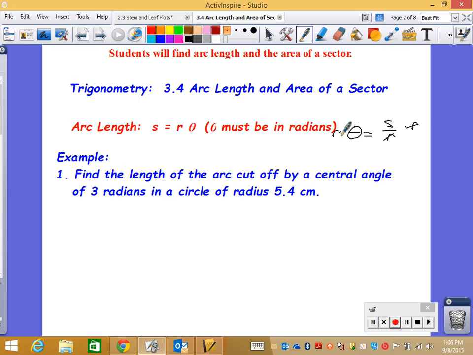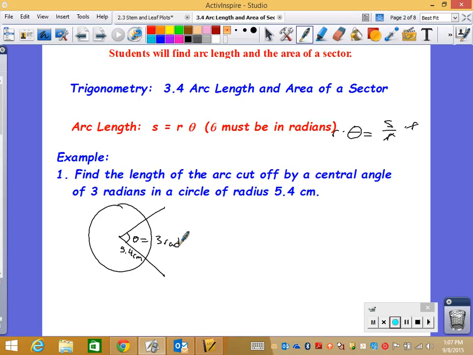So let's do an example of this. Find the length of the arc cut off by a central angle of 3 radians in a circle of radius 5.4 centimeters. So I like to draw a picture right away. Draw my central angle theta. Alright, so we know the radius, right? We know the radius is 5.4 centimeters. And we know the central angle is 3 radians. But we want to know the length of the arc.